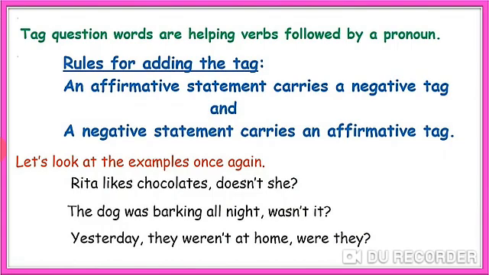Now let's look at the second example. The dog was barking all night, wasn't it? The dog was barking all night is an affirmative statement, so the tag will be a negative one. Now how do we add it? The dog was barking all night, we put a comma after that, followed by a helping verb wasn't and then a pronoun it. We add it because the subject over here is the dog. And then we add the question mark. Now let's look at the third example. Yesterday they weren't at home, were they? Yesterday they weren't at home is a negative statement. Therefore, we add a positive tag.